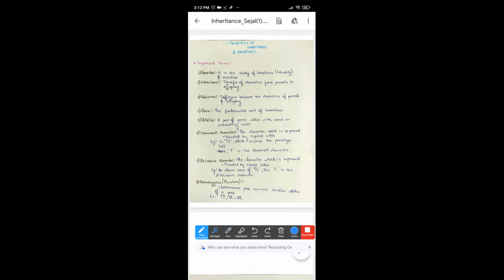So the first one is genetics. What is genetics? It is the study of inheritance and variation. Now, what is inheritance and variation? Inheritance is the transfer of characters from parents to offspring, and variation is the difference between the characters of parents and offspring.